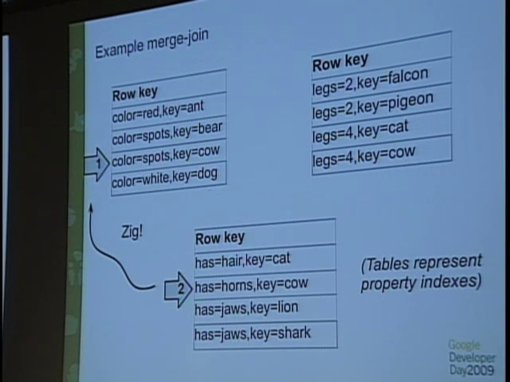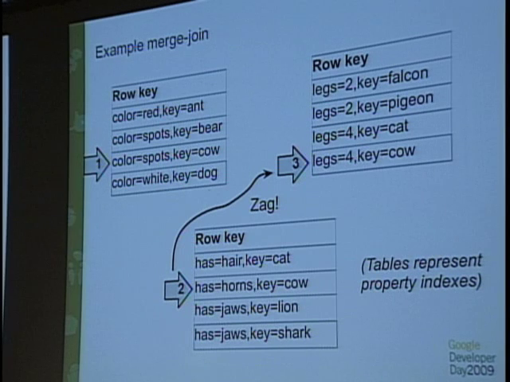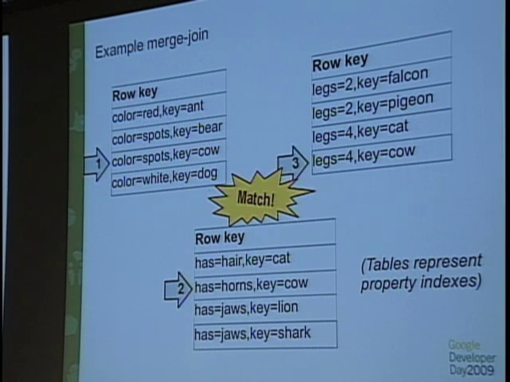We go to our third result set, and we look for legs equals 4. We find key equals cat. Well, cat comes before cow, so this is not the right result. So we need to advance number 3 down 1. And lo and behold, we find key equals cow. This is the zag. Well, all 3 values equal the same key. All our conditions are met. We have our first answer, key equals cow. We've found our animal, our magic animal.